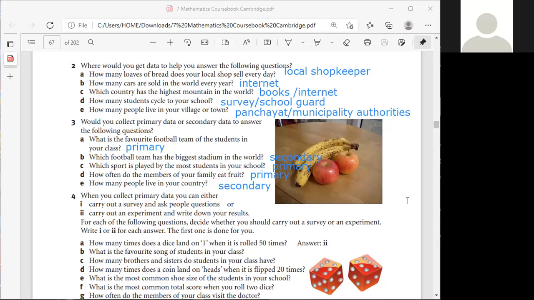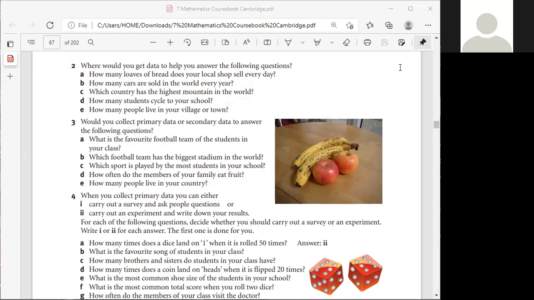A is how many times does a dice land on 1 when it rolls 50 times? So how can you get that? Can you go and ask people? Can you do a survey? Or can you carry out an experiment and write the result? So they say you can carry out the experiment. Yeah, exactly. And write the result. So the first one they have already done for you.